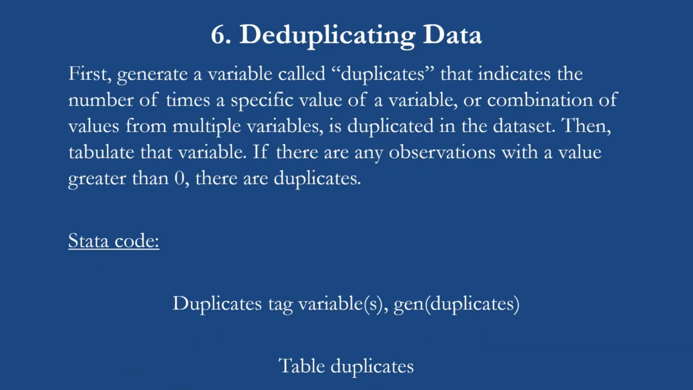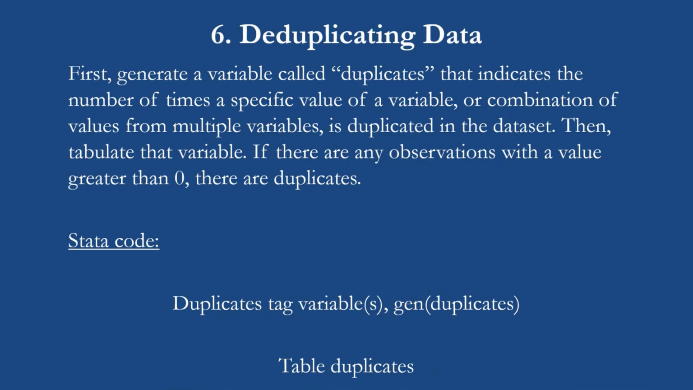So here is how you would do that. First off, you want to find all the observations that are duplicated. What this code down here at the bottom does is create a new variable called duplicates. And that variable says how many times the value of the variable is duplicated.